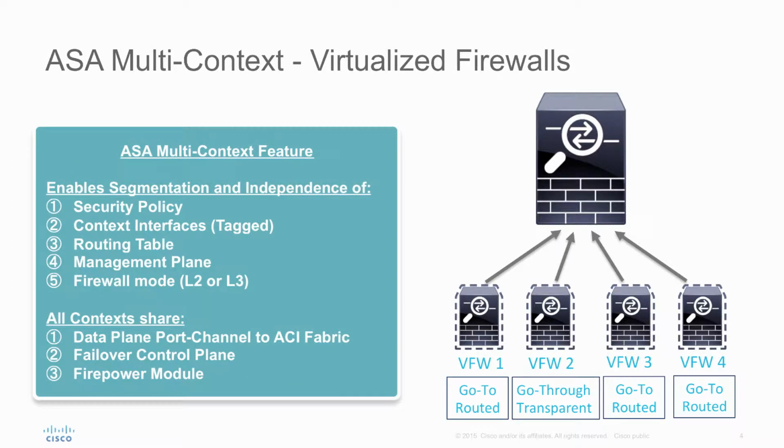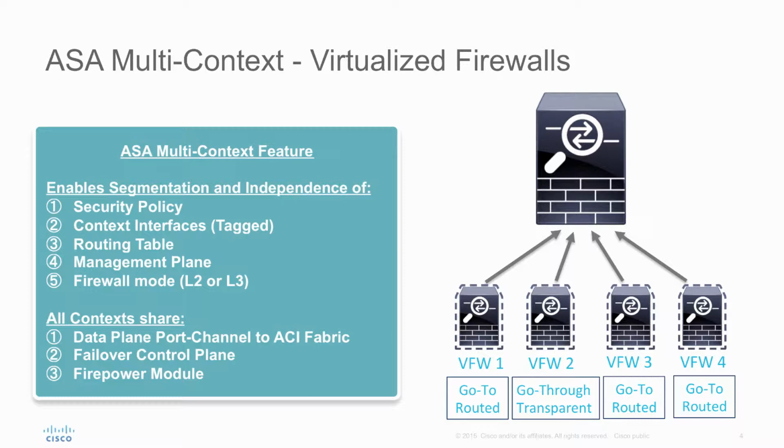ASA multiple context feature allows us to take a physical ASA appliance and slice it into many different customers using virtual firewalls. These customers are segmented from each other because they have independence of their access lists, their inspections, security policies. They have their context interfaces that are dedicated to their context. The VRF within each context is that routing table that they only have to dynamically peer with the rest of the infrastructure. The management plane allows them management only of their own policy as well as monitoring, and each virtual context can be placed in either transparent or routed firewall mode.